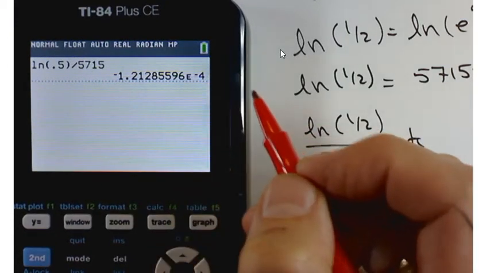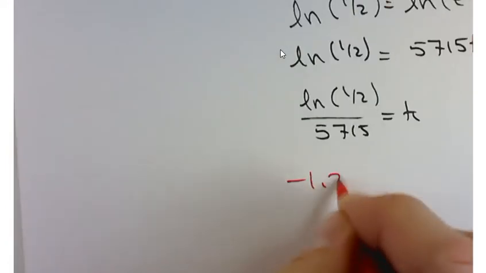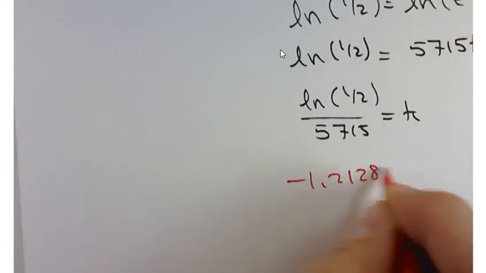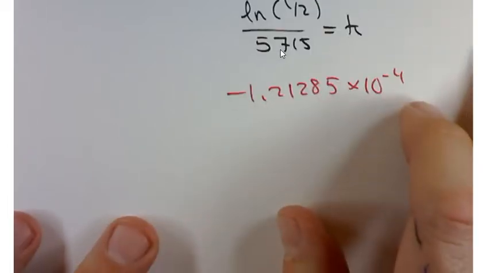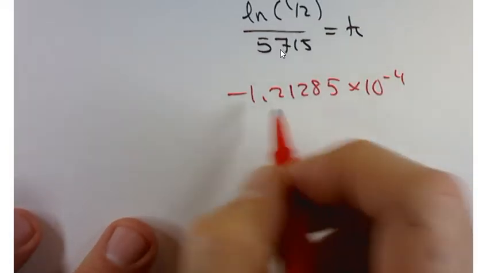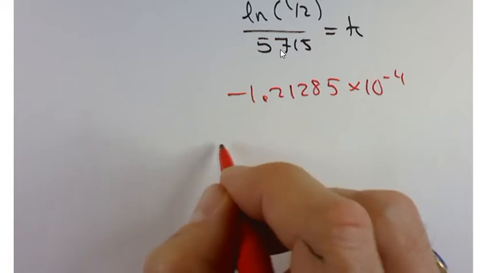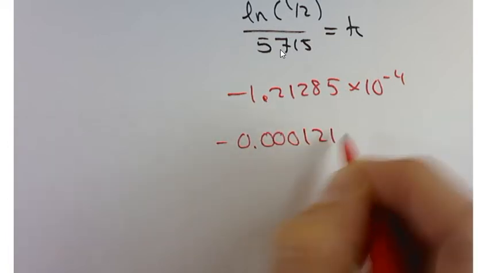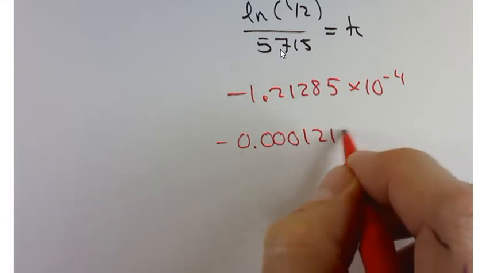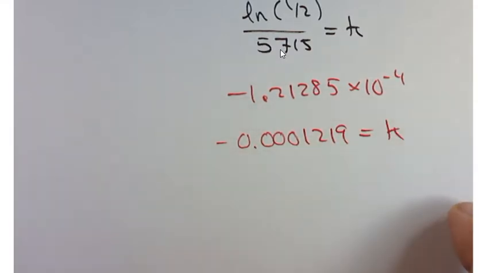This is in scientific notation. So, negative 1.2128, etc., times 10 to the negative 4th. If you wanted to write it as a decimal, you'd move this 4 places to the left. So there's going to be 3 leading zeros, and then the 12185. Let me just round that to a 9 as your value for k.